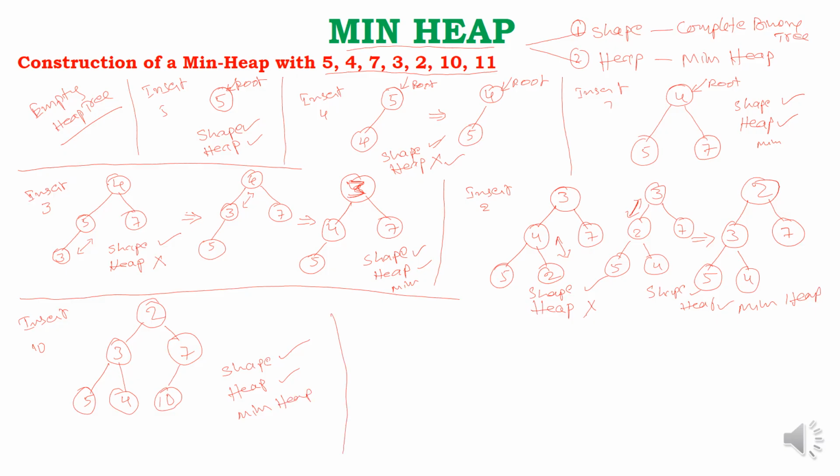Then insert 11. Already we have 6 elements: 2, 3, 7, 5, 4. Left of 7 is 10. We insert new element at the end of binary heap. So 11 is inserted as right of 7.